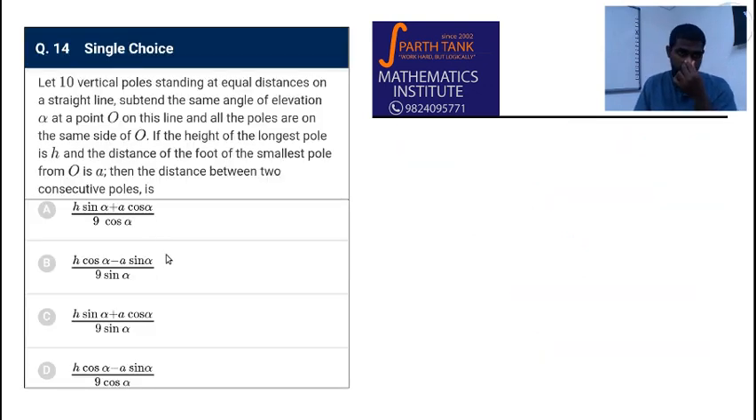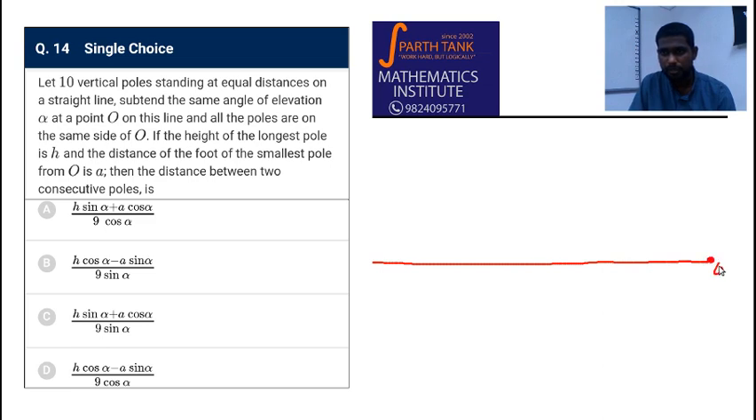Let's go to question number 14. Let 10 vertical poles standing at equal distances on a straight line, there are 10 poles standing on a straight line, all 10 subtend the same angle of elevation alpha at a point O on this line, and all the poles are on the same side of O. Basically they are saying that there are 10 poles, let's say this is O, all on the same side of O. Now they are separated by equal distances. Let us say each distance is x.